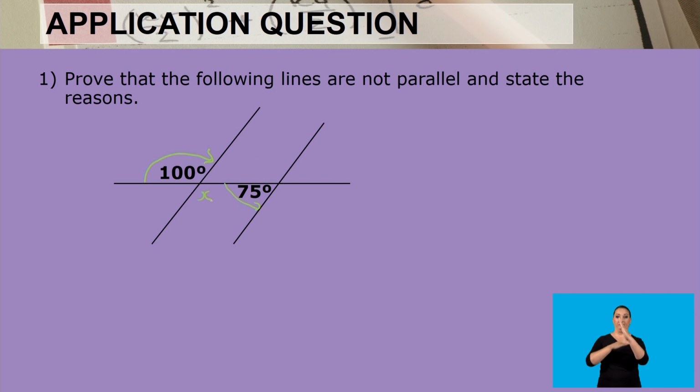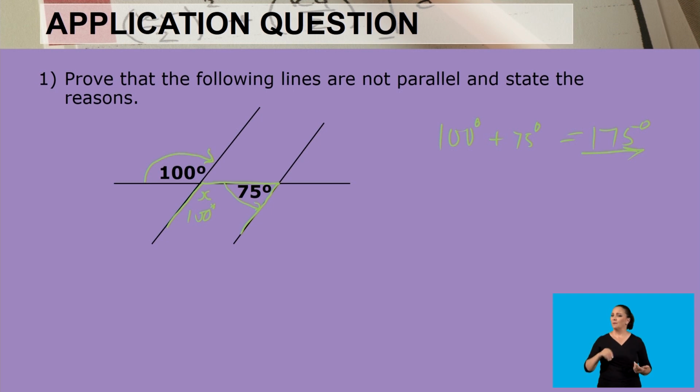If this angle and X are vertically opposite, that makes that angle 100 degrees as well. And because of that corner there, those would be regarded as co-interior angles. So it would be 100 degrees plus 75, and they are supposed to give us 180 as co-interior angles. Therefore, 100 degrees plus 75 degrees gives us 175 degrees.